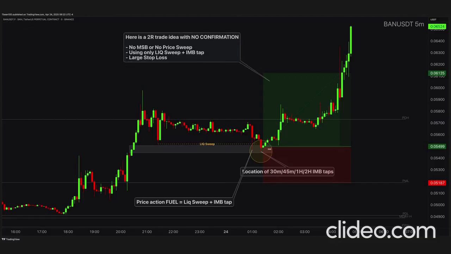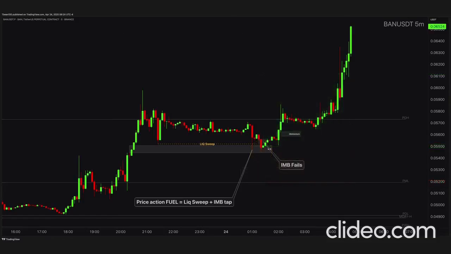But be really careful. In order to use this entry model, you will need a large stop loss because the price can drop further. Your stop should be large enough to digest extra movements.